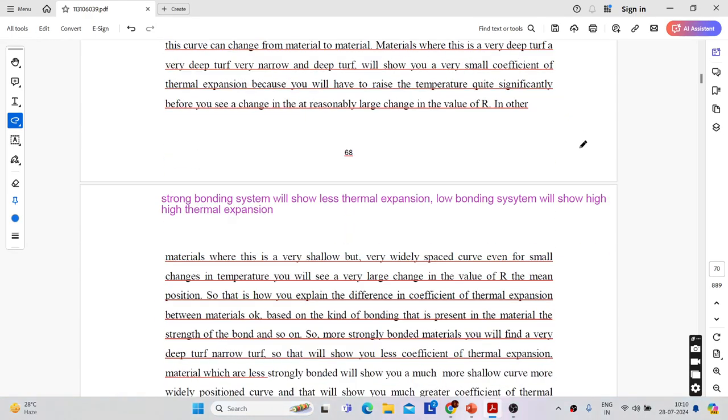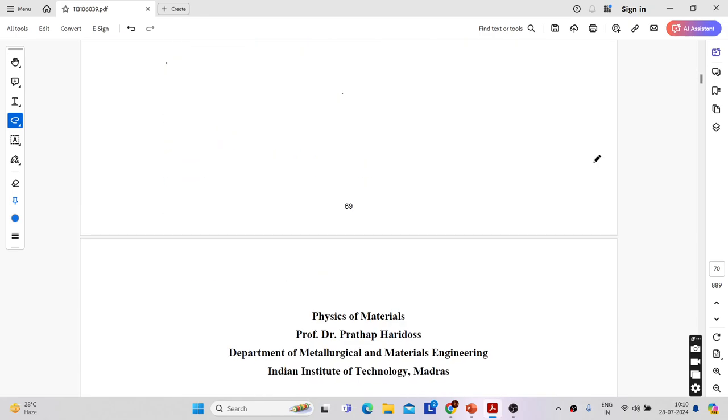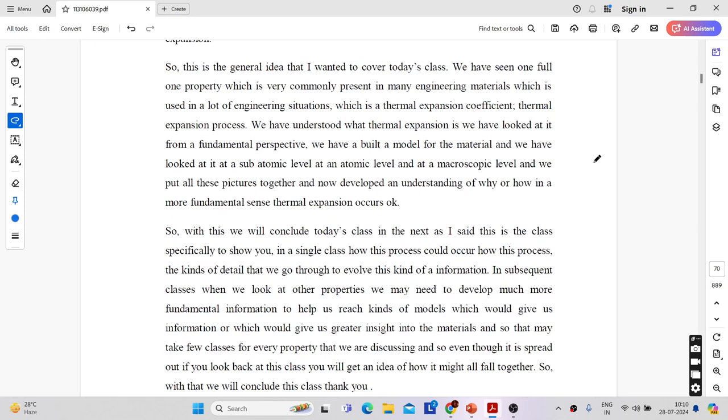Now, what we can understand from this, R1, R0, R3, is the distance between atoms. The more the bonding strength, the less the thermal expansion will be. If it is a low bonding system, like the bonding strength is low, then it will show higher thermal expansion. So that is the main idea of the first week classes. Please just remember all those things.